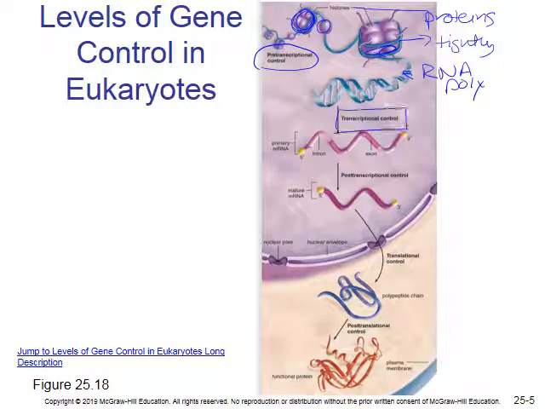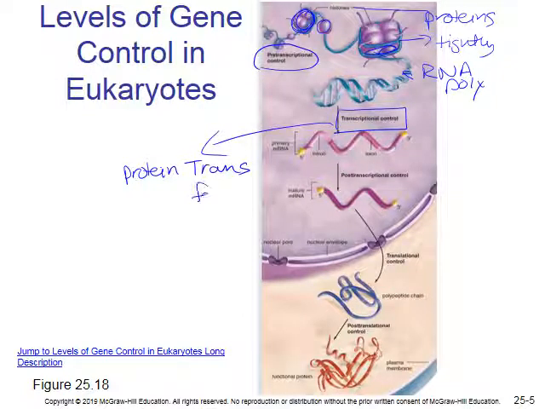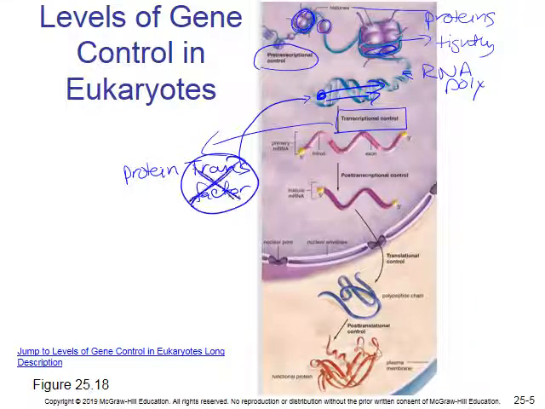For transcriptional control, we have other proteins which are called transcription factors. And transcription factors can bind the DNA and drive transcription. Basically, read the gene, make tons of messenger RNA. But sometimes these proteins get bound or inhibited, and so that would slow down transcription. So transcription factors can increase or decrease transcription.